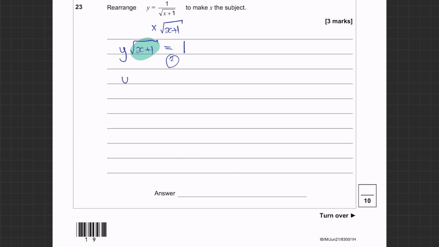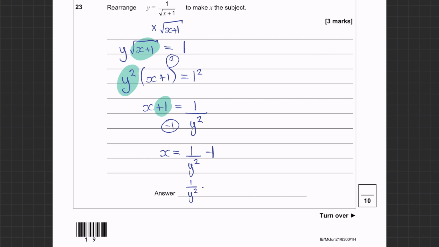So that will leave us with y squared, lots of x plus 1 equals 1 squared, which nicely enough is just 1. We want to divide both sides now by this y squared, so we'll be left with x plus 1 equals 1 over y squared. And then finally, we want to eliminate this plus 1 from this side, so we take away 1 from both sides, which will give us x equals 1 over y squared minus 1. So our final answer will be 1 over y squared, take away 1.